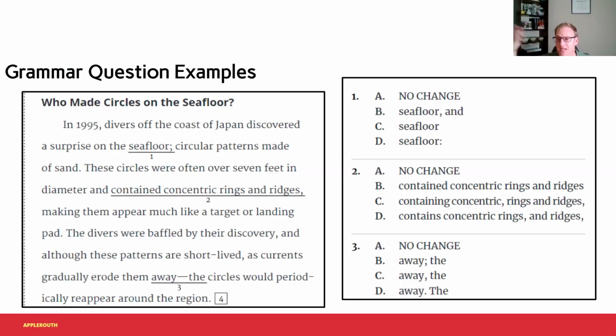So here's just an example of an English passage. The questions now on the right would all say which choice is most grammatically correct in context, but I don't think that adds a whole lot.